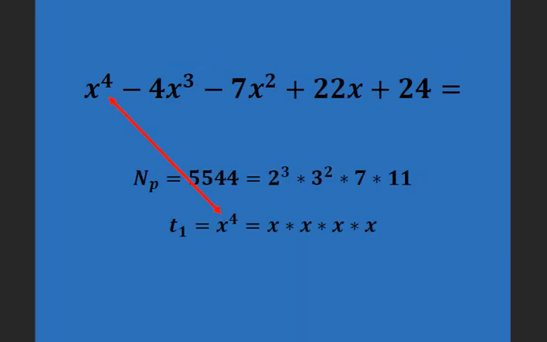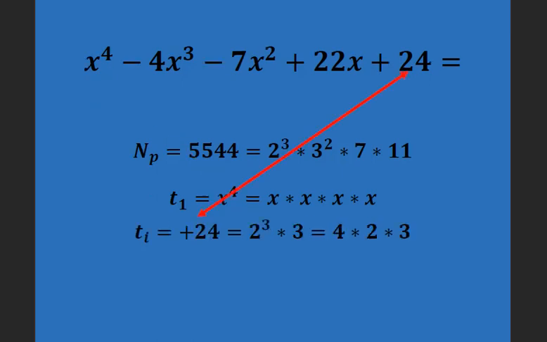T sub 1 equals x to the 4, which is equal to 4 times x. T sub I, the independent terms of the factors, is equal to 24, which in its prime factors is equal to 2 cubed and 3. Their possible combinations could be 4, 2 and 3.